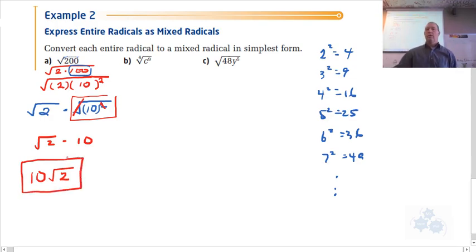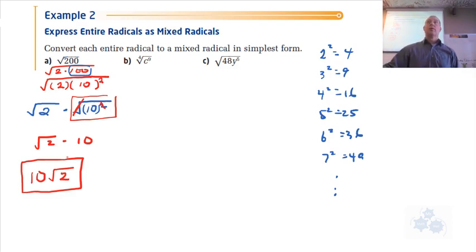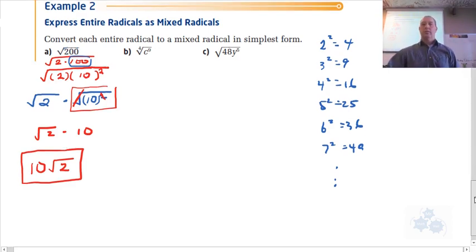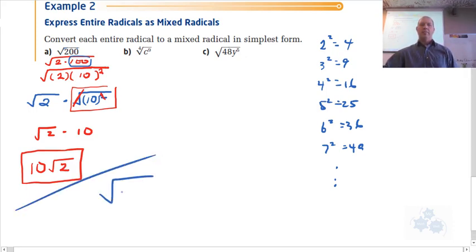Okay? Because this is so important, I'm going to give you another one, and I want you to do this. So, okay, tell me about this one. Simplify the square root of 32. Take one moment and do that.